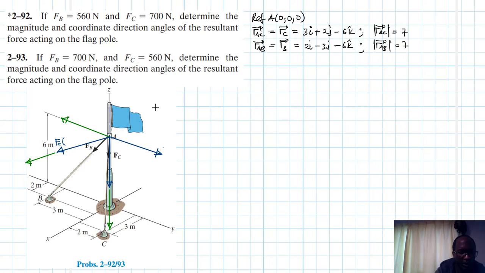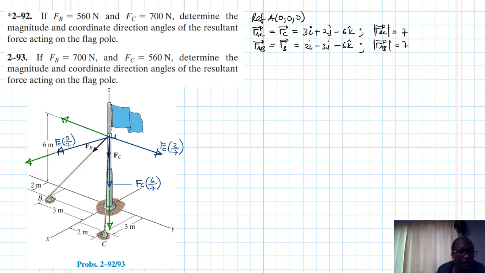This value here, or this unit here, you've seen along the x-axis, so it is a 3 divided by the magnitude 7. And then this one will be FC times the run along the y-axis, which is a 2 divided by a 7. Then this one is FC times the rise, which is just a 6 divided by a 7.